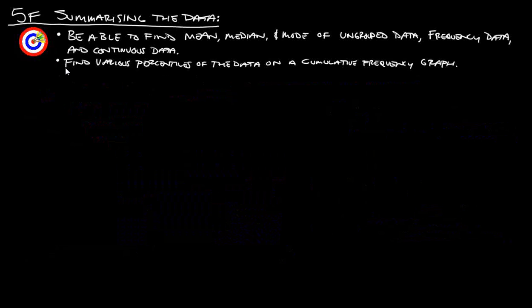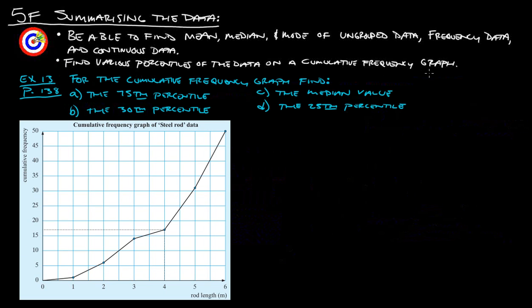One last thing to look at is our last goal here, and that's to find various percentiles of data on a cumulative frequency graph. So here's our cumulative frequency graph. This is example 13 from page 138. It says for the cumulative frequency graph, find the 75th percentile, the 30th percentile, the median value, and the 25th percentile. If you can understand exactly what this cumulative frequency graph is stating here, then this problem becomes a lot easier.